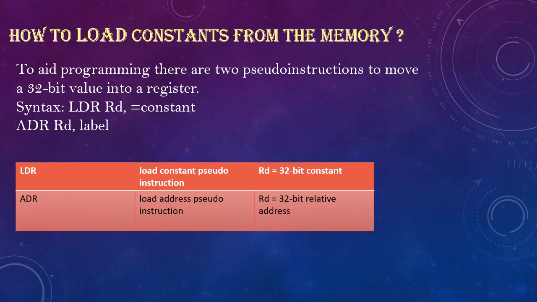How to load constants from the memory? To aid programming, there are two pseudo instructions. We will see what pseudo instructions are in later slides, but there are two pseudo instructions which we will use to move a 32-bit value into a register. They are load register and the address, LDR and ADR. LDR is the load constant pseudo instruction. ADR is the load address pseudo instruction.